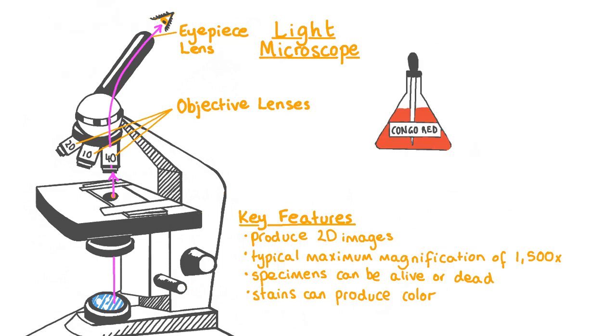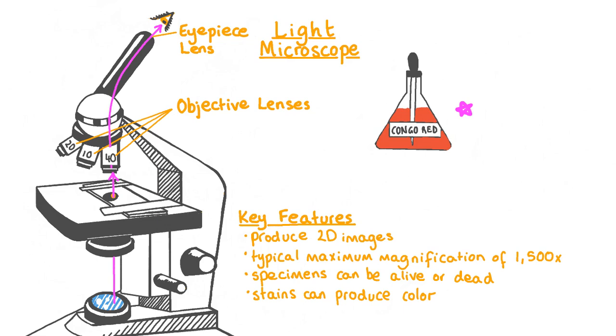Light microscopes allow us to view the natural colours in a specimen, for example the green chloroplast in a plant cell, or the purple pigments in a red onion cell. Most cells are transparent, however, which makes them difficult to distinguish from each other. To resolve this issue, stains and dyes like Congo red, pictured here, can be applied to a specimen before it is placed under a light microscope.